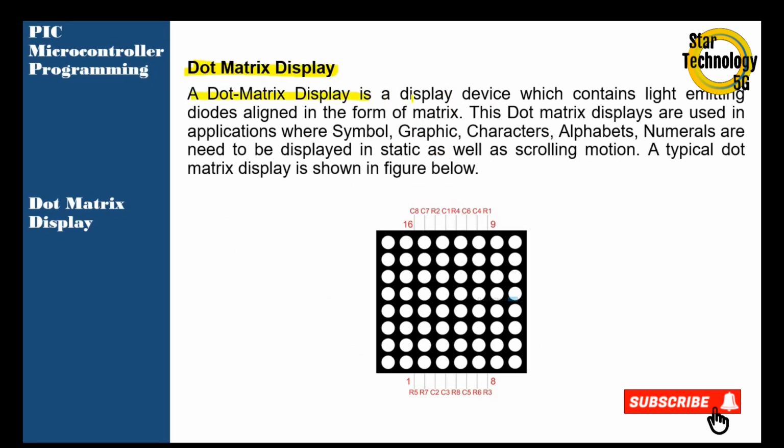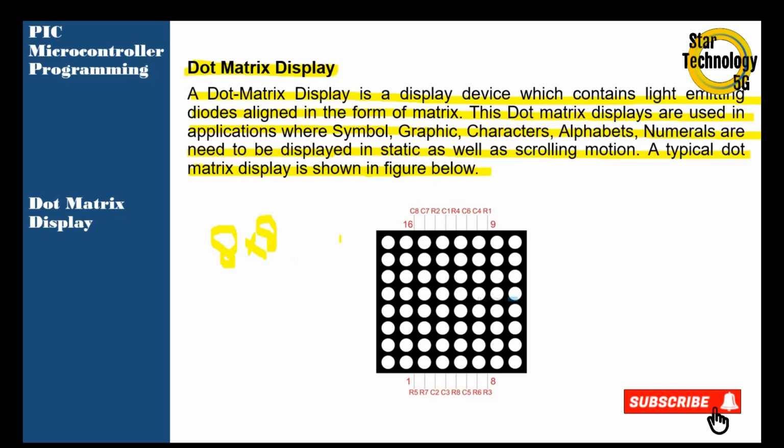A dot matrix display is a display device which contains light emitting diodes lying in the form of a matrix. Dot matrix displays are used in applications where symbols, graphics, characters, alphabets, and numbers need to be displayed in static as well as scrolling motion. A typical dot matrix display is shown in the figure below. You can see in this figure an 8x8 dot matrix display.